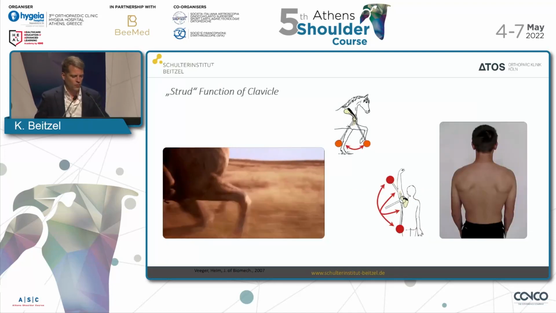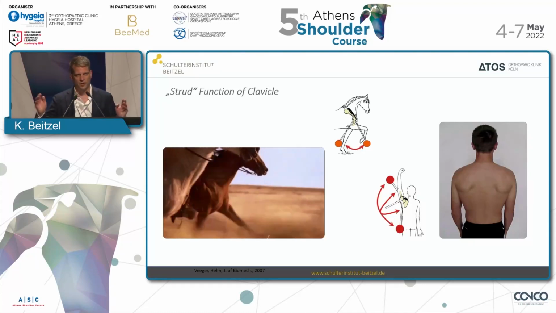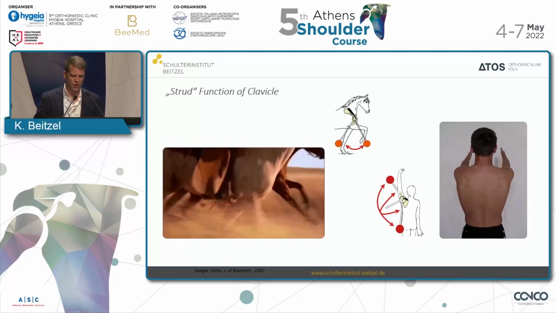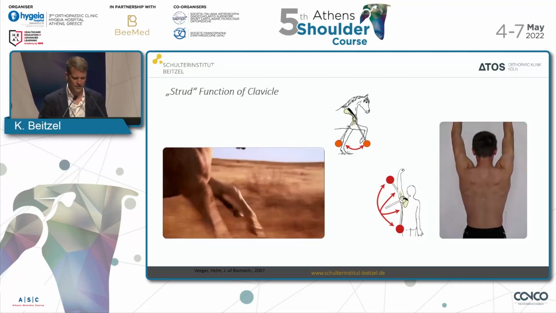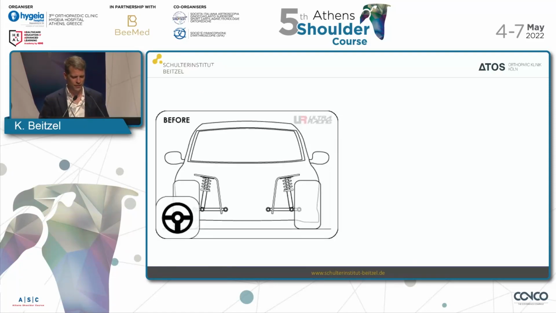And horses don't need this motion. They don't have a clavicle. They have just the pendulum motion. And as humans, we need our big motion of our arms in the 360 degrees or 180 degrees, and we need this function. And when you go to German cars, you see what this strut is about. And it's in the car, in between the wheels in the front.